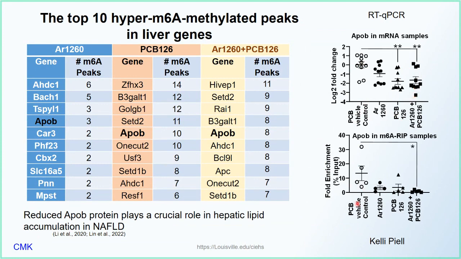And then she did quantitative real-time PCR on the M6A RIP samples. And what we can see is a decrease in ApoB abundance in the dual exposure Aroclor 1260 plus PCB126 exposed samples. And reduced ApoB protein plays a crucial role in hepatic lipid accumulation in NAFLD. So again, now we have a potential mechanism for regulation of ApoB transcript abundance in the liver in NAFLD by M6A. Now, whether this is true in human patients, we don't know yet. We have to get some human livers from NAFLD patients and look.